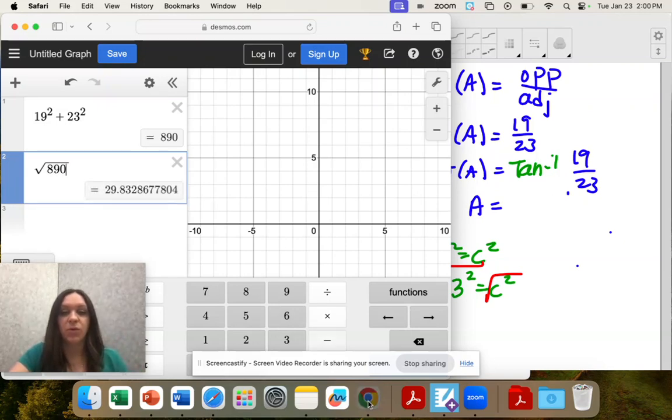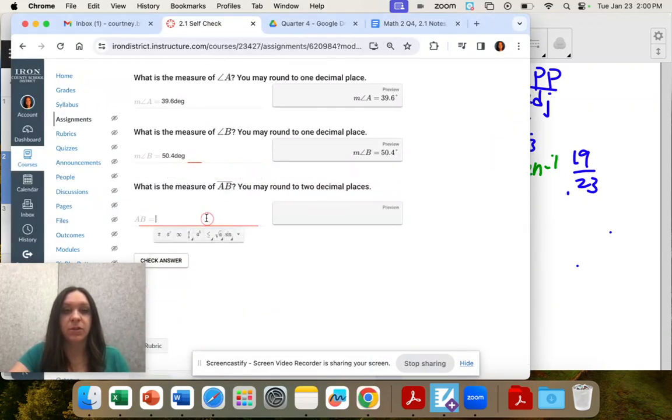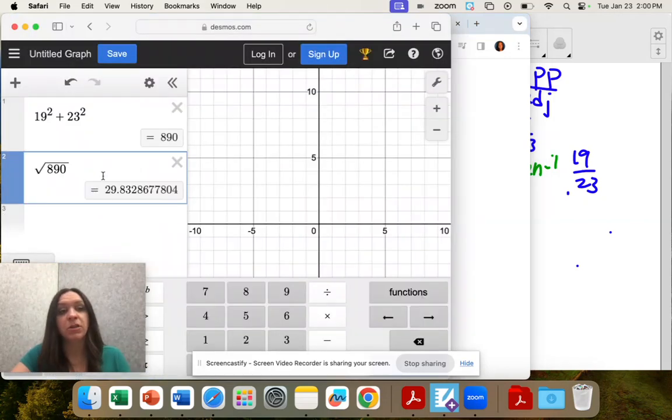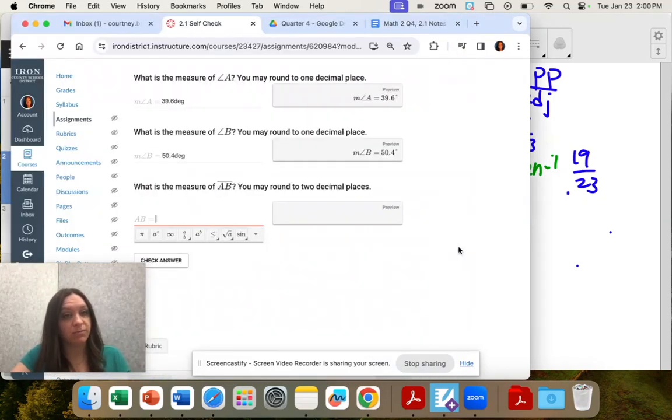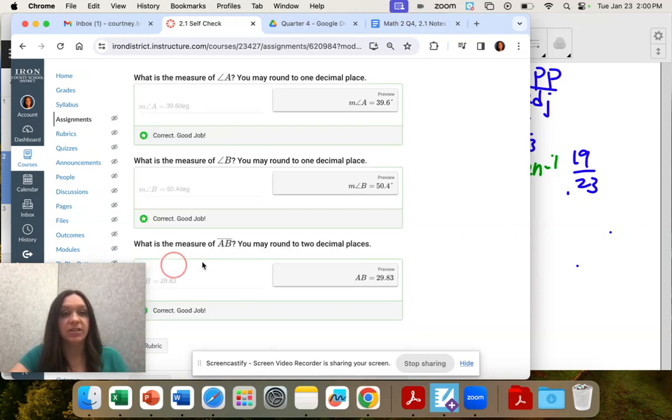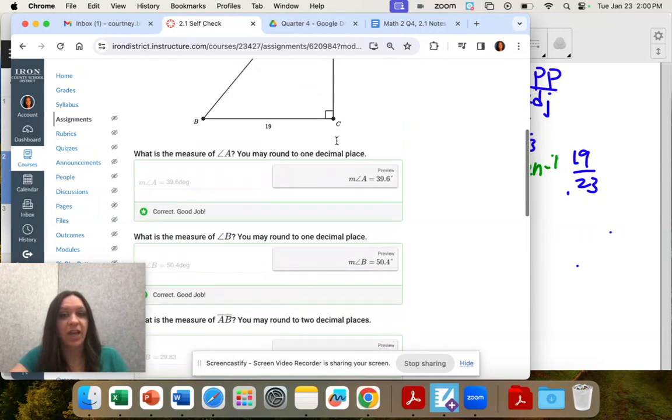So 29.8. Oh, two decimal places. 29.83. And I'm not putting degrees there because it's a side length. Only angles need degrees.